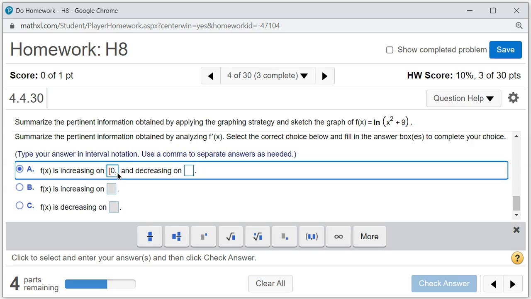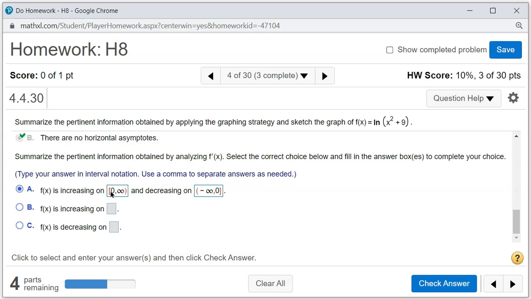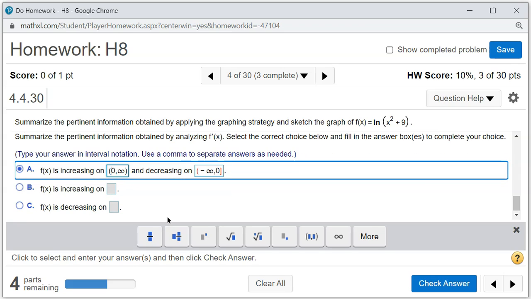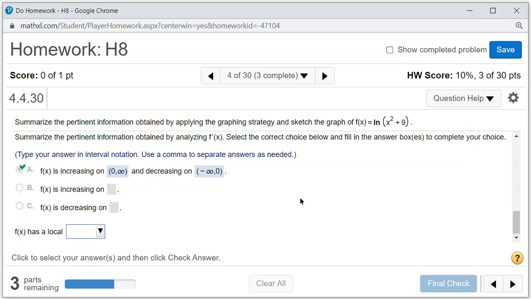So you're going to start from 0 to infinity, and then decreasing in the beginning from -infinity to 0. All right, so we have that. Let's answer in interval notation, so it should be fine. Let's check the answer. Technically this should be correct, but I think they're looking for an open interval. So let's try that. We got that. Make sure to put an open interval there.